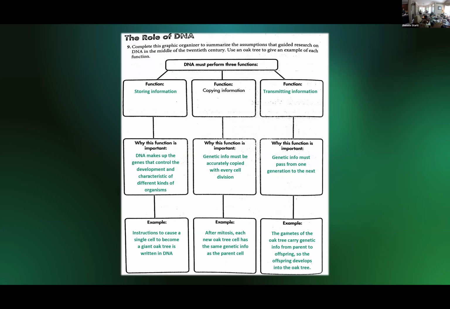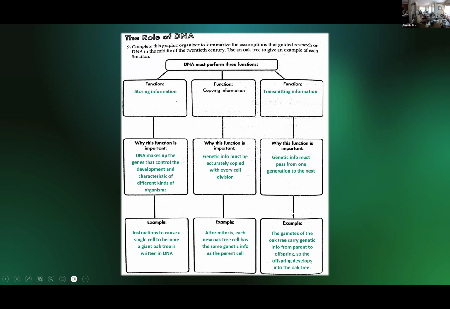An example might be an instruction to cause a cell to become a giant oak tree, written in your DNA. And then for transmitting information, it has to be able to pass it from one generation to the next. An example might be that the gametes of the oak tree carry genetic information from parent to offspring so that the offspring also develops into an oak tree.